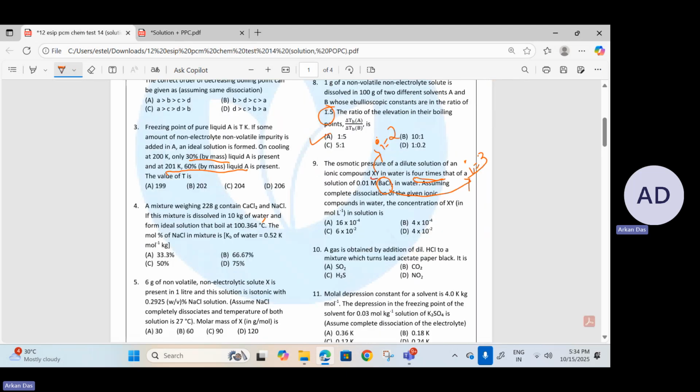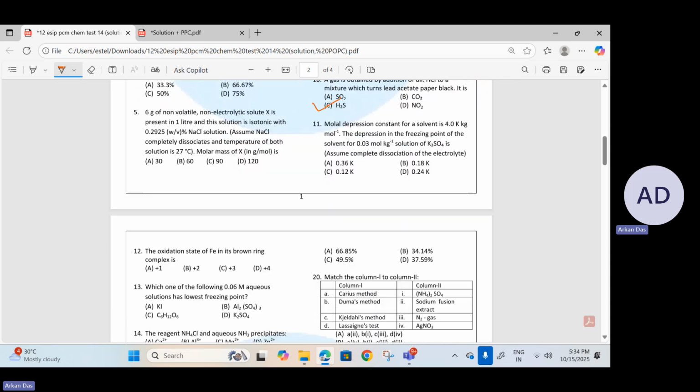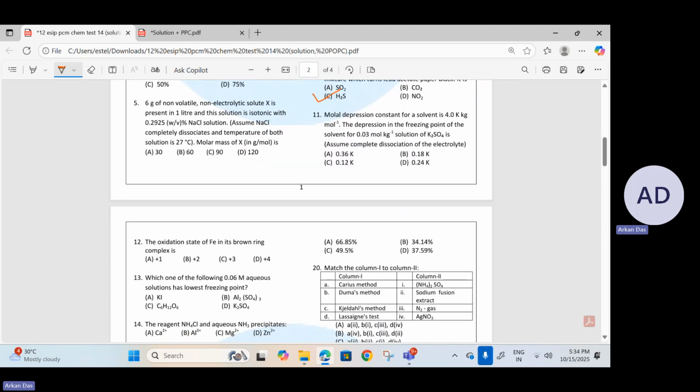Next question. A gas is obtained by addition of dilute HCl to a mixture, and it turns lead acetate paper black. The question directly gives us the answer. Only one gas among the following four turns lead acetate paper black, and that is nothing but H2S. So the answer is H2S.